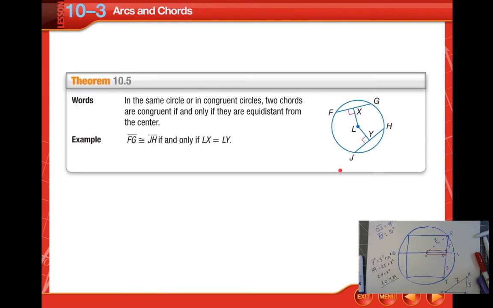Theorem 10.5, you're doing very well. We're so close to being done. In the same circle or in congruent circles, 2 chords are congruent if and only if they are equidistant from the center. Equidistant from the center.